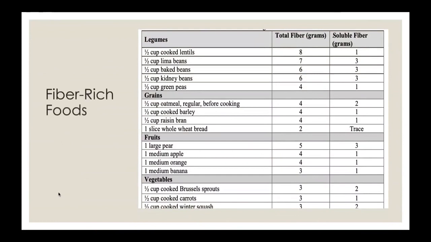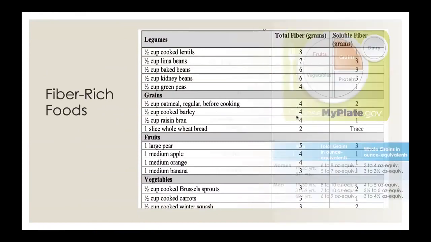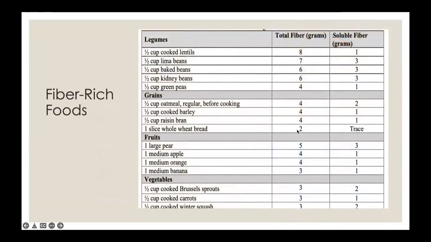So these are examples of foods high in fiber. Legumes like lentils, beans, and grains like oatmeal, barley, whole wheat are all good sources of fiber. Other fiber-rich foods like fruits like orange, apple, pear, vegetables, seeds, all are very good sources of fiber. You can see it's written the total amount of fiber present in a particular food, and also the soluble fiber amount in these foods. So it's important to include a variety of these foods in your diet to ensure you are getting enough fiber.